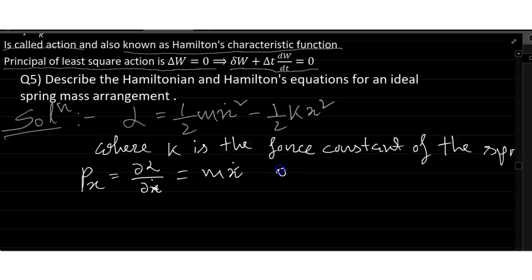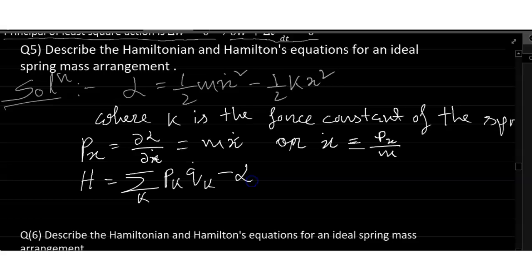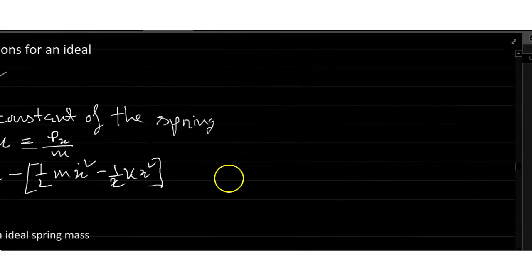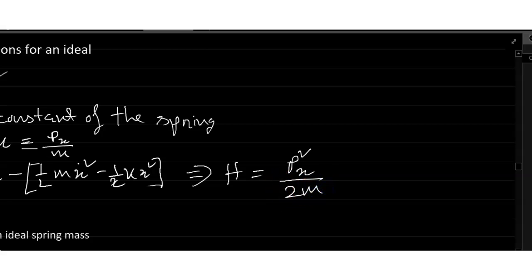Or x dot is equal to p by m. H is equal to pk x dot minus L, that is px x dot minus half m x dot whole square minus half k x square. What we get is the Hamiltonian H equals px square divided by 2m plus half k x square.